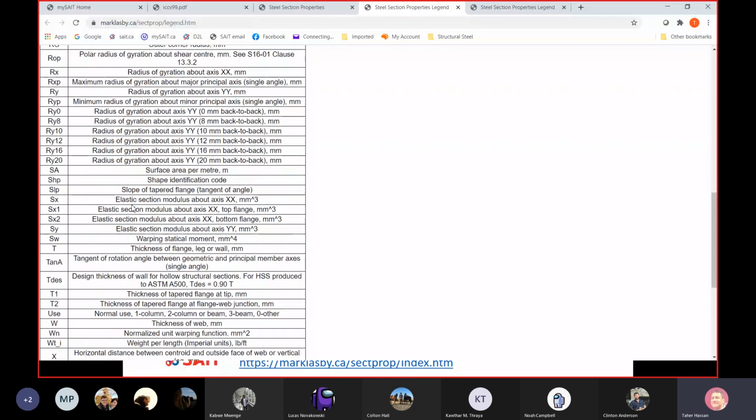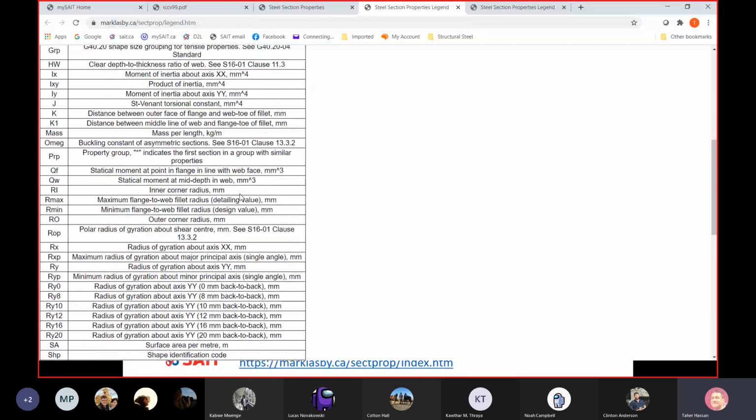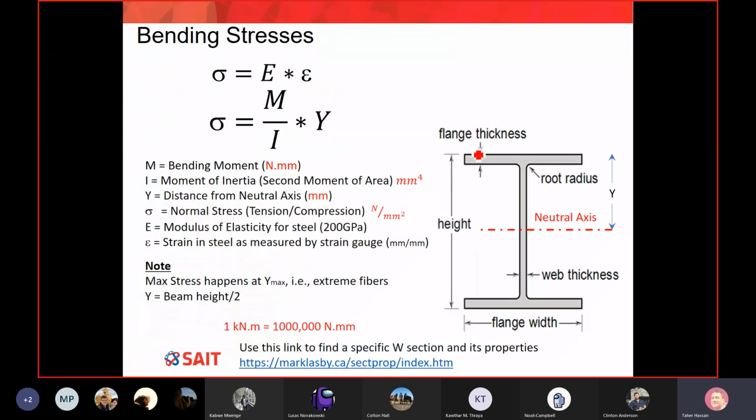I know some of you are wondering, why do I have two moments of inertia for a beam? Any help? Anyone can guess? Because the beam has two axes. Let's say this is your XX axis here. If the beam bends around this axis, I need to use Ix. And if the beam bends around this axis, like this is the YY axis, I need to use the moment of inertia in Y.